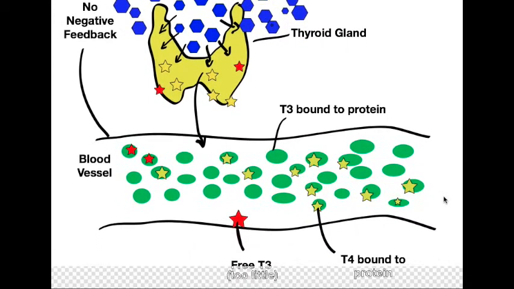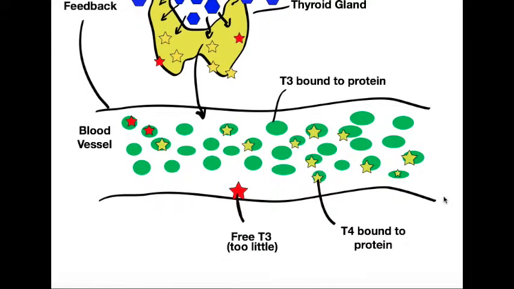And you can see further down here that there aren't enough yellow or red stars, which is the T3 and T4 from the thyroid gland, in the bloodstream. So as mentioned, there isn't enough to get back and turn off the pituitary gland. So what can we do about it?